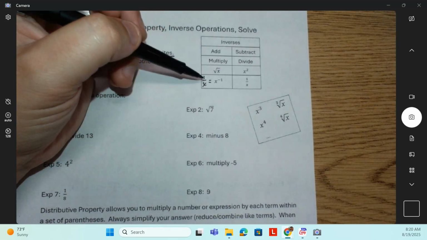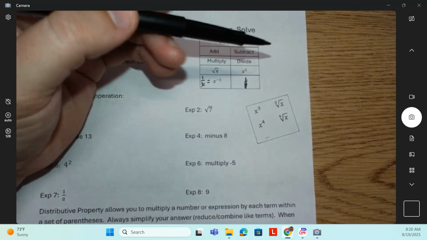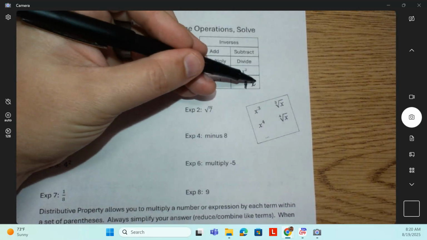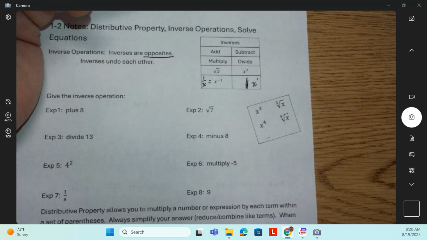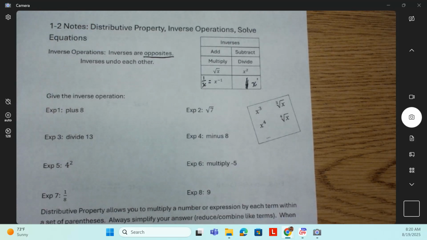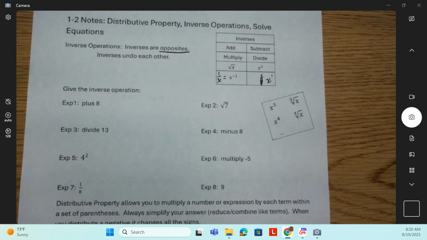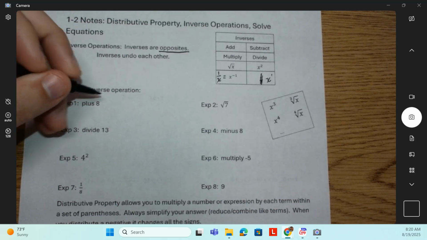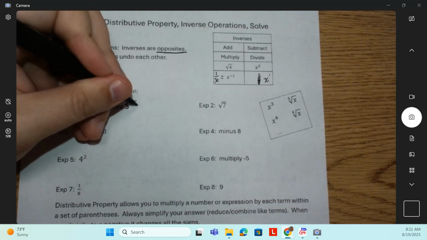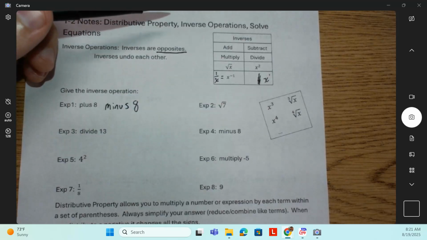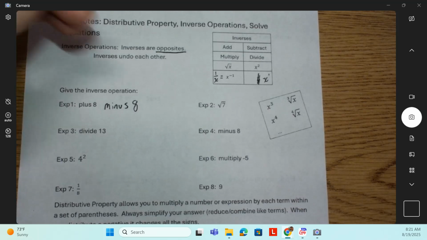And so the opposite of that, or the inverse of that, would really be just regular old x, or x to the first. If we're thinking in terms of how we cancel something out or move it to the other side of the equation. So on our examples, the opposite of doing plus 8 would be minus 8. The opposite of the square root of 7 would be 7 squared.